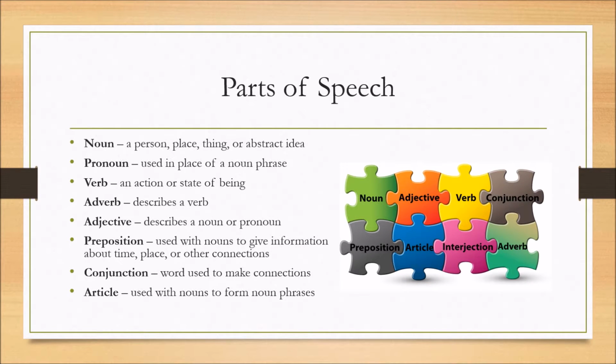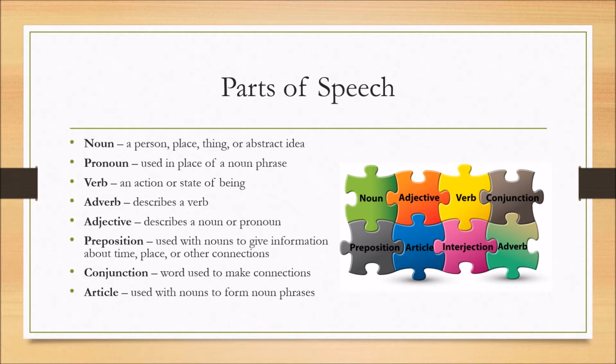Parts of speech. So here are some of the basic parts of speech. We have nouns, a person, place, thing, or abstract idea. We can also have a subset of nouns called proper nouns, and these are names or specific places. So like my name is Kyra and it would be capitalized, or Niagara Falls would also be capitalized because it is the name of a place. We have pronouns. They're used in place of a noun phrase. Examples would be he, she, or it.